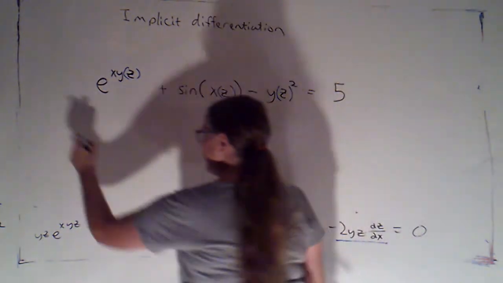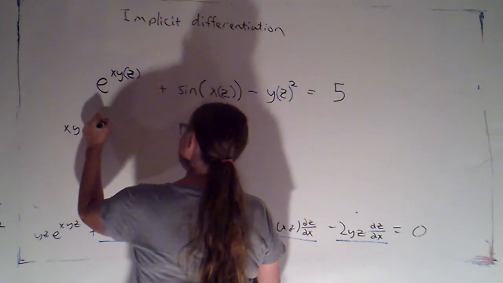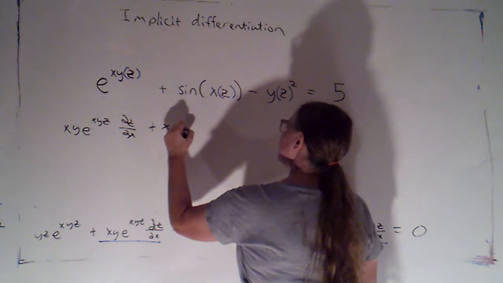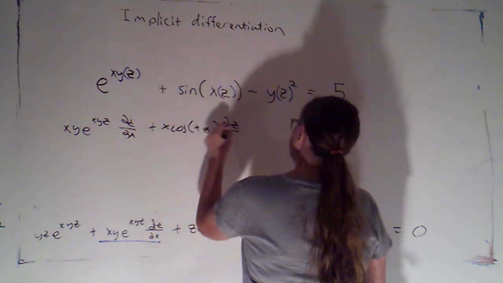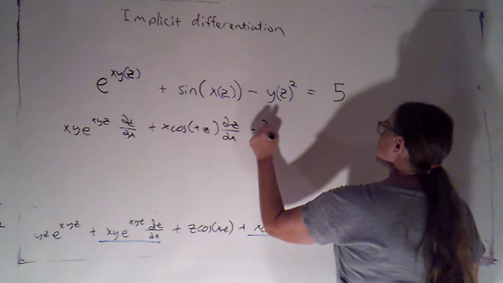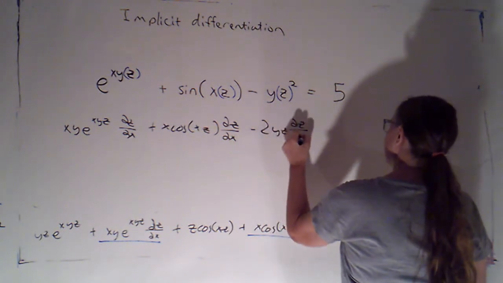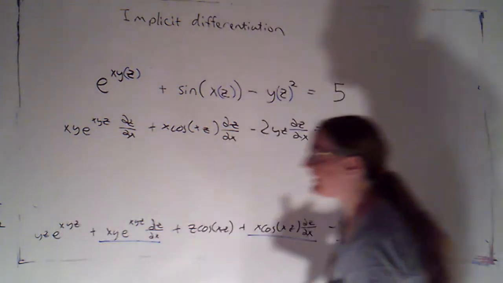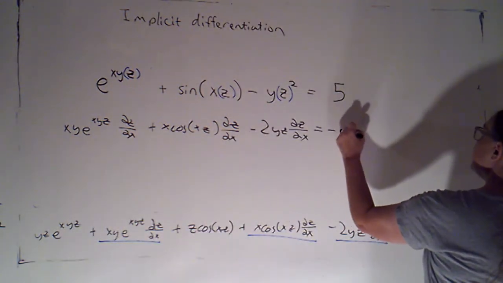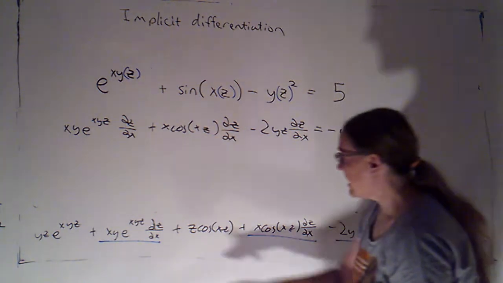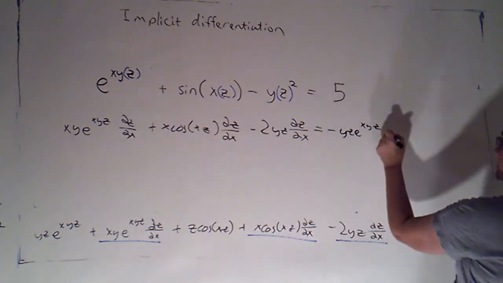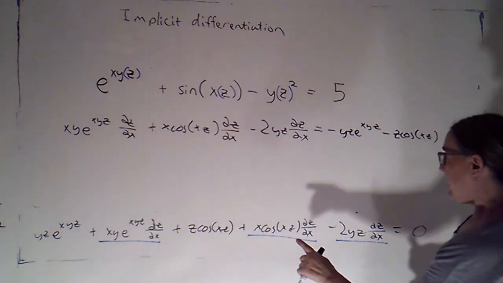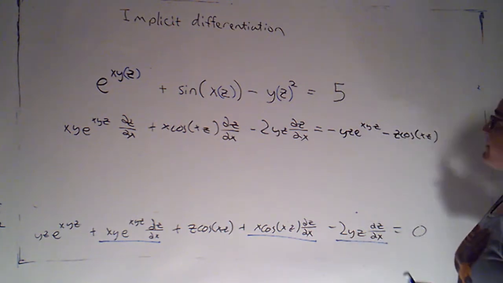Okay, so staying on the left, we've got xy e to the xyz times the partial of z with respect to x plus x cosine of xz times the partial of z with respect to x minus 2yz times the partial of z with respect to x. And that's going to equal, I'm subtracting everything else over, so I'm going to get a minus yz e to the xyz. I'm going to get a minus z cosine xz. And that's it. Okay, fabulous.